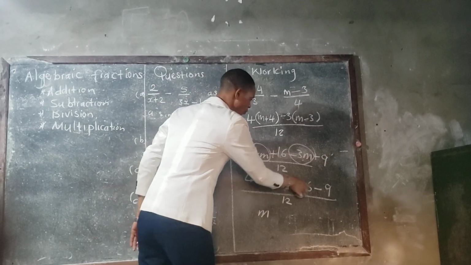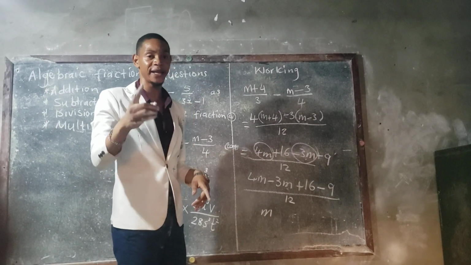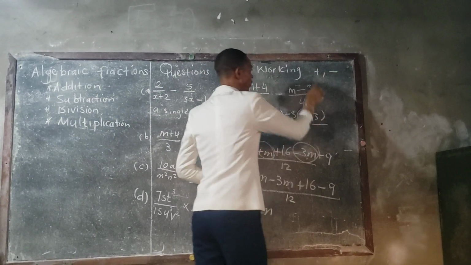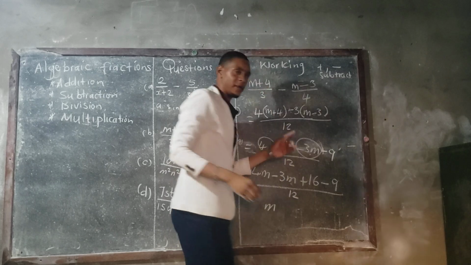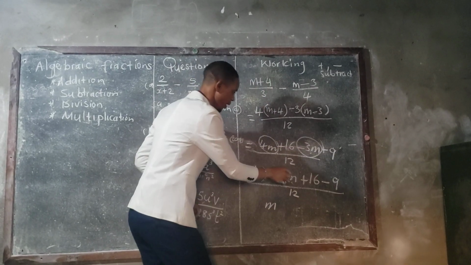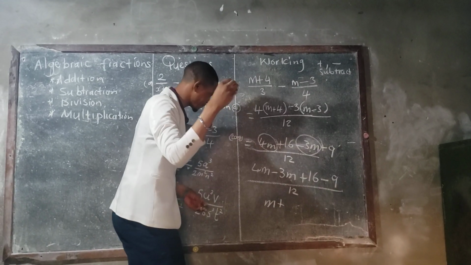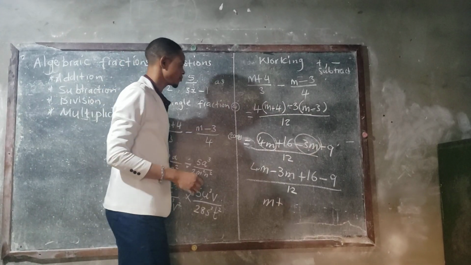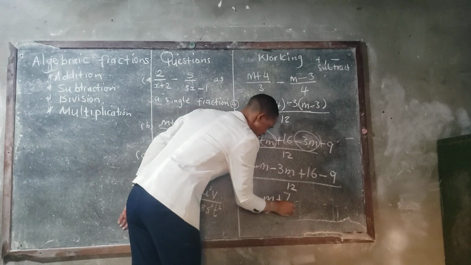So positive, negative, when the signs are different, subtract, then you get the sign of the bigger number. So you have got positive 16, negative 9. Here, the sign of the bigger number is positive. 16 minus 9, we get what? That is 7 over 12.